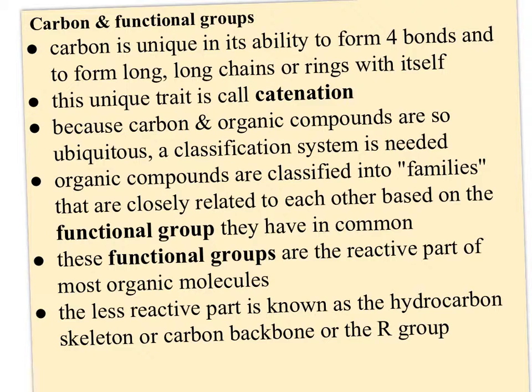And because there's so many compounds out there, it needs a classification system. So organic compounds are classified into families, or also known as homologous series. And these families are closely related to each other, hence the name family. And it's all based off this functional group they have in common. And it's called a functional group because this group determines how the organic molecule is going to function or react. Okay, it's the reactive part in determining the chemical behavior. And then there's a less reactive part known as the hydrocarbon skeleton or the carbon backbone or the stem, or it's simply abbreviated as the R group.